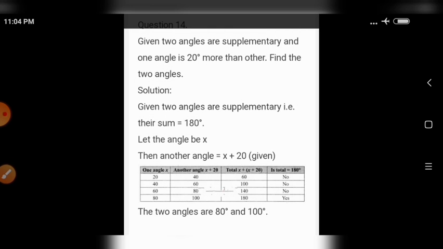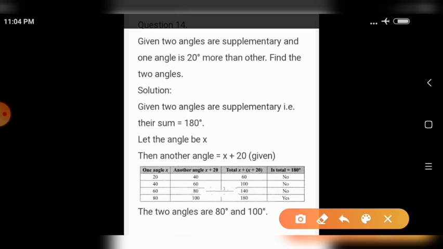Two angles are supplementary and one angle is 20 degrees more than the other. Find the two angles. This is also the trial and error method. Supplementary means 180 degrees. We don't know the angle x, so one angle is x and the other angle is x plus 20.